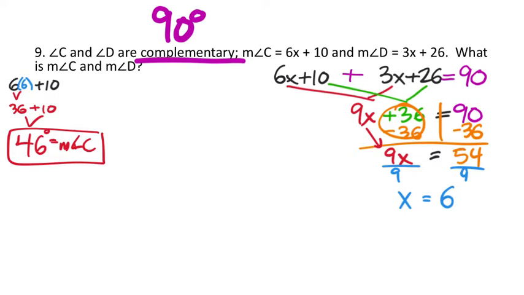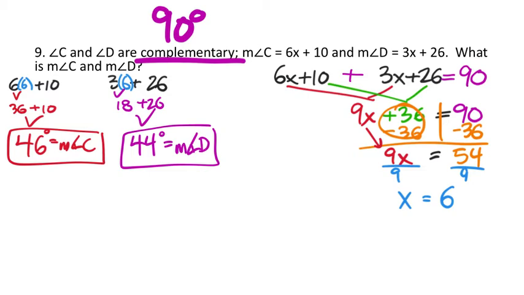Then we have the measure of angle D, which is 3x plus 26. And we know that x is 6, so we replace x with 6 and solve. So 3 times 6 is 18, plus the 26 there. Combine these two, and we should get 44 degrees. That's the measure of angle D.